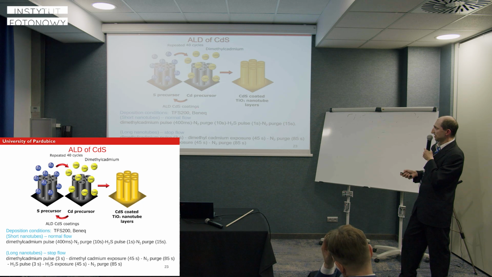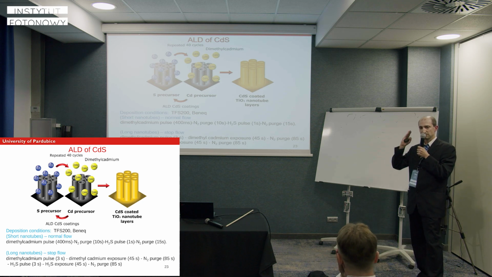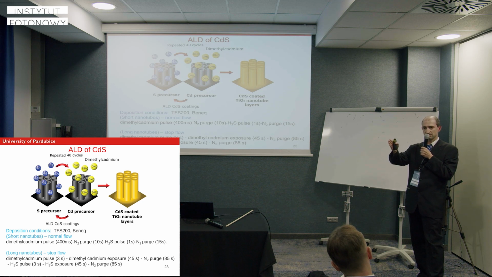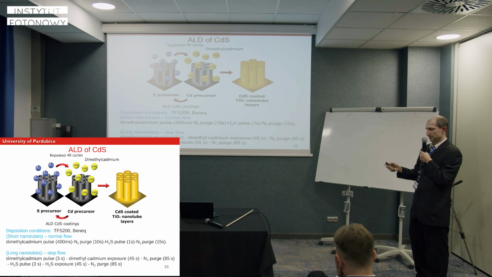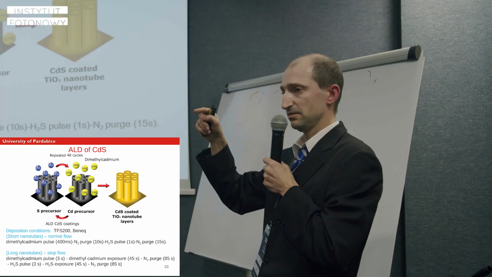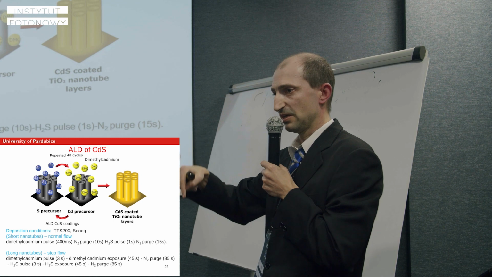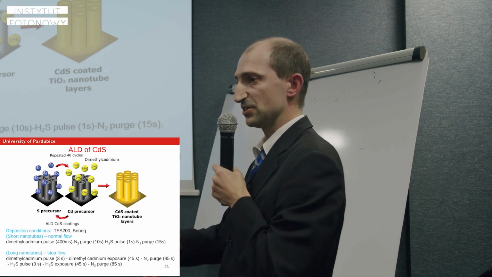Well, we used, again, the Banach ALD machine. For short tubes, we use a normal flow. The normal flow means that you put the pulse of the precursor into the chamber, it goes through the chamber to the outlet and leaves, you throw it away. If you use a stop flow, you pass the precursor into the chamber, then the system is closed for a certain time so that the precursor has time to go to the bottom of the tubes. So diffusion is important in this case.